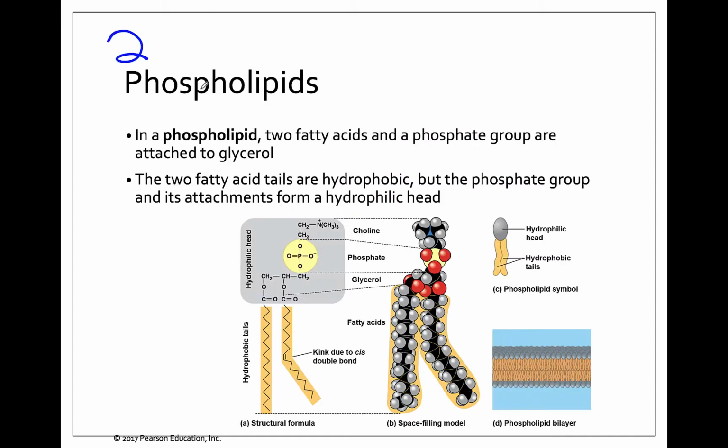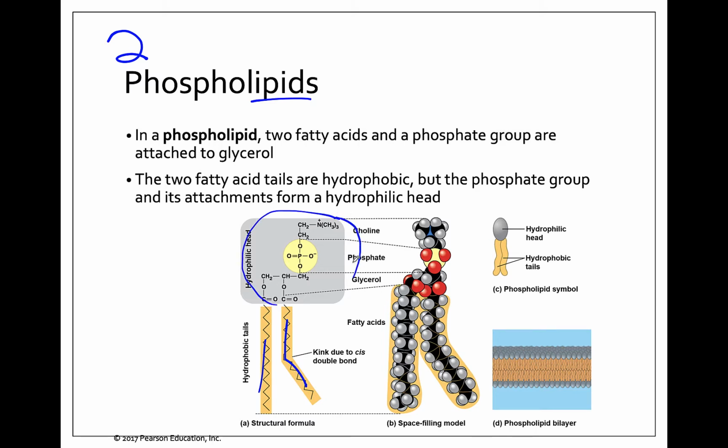All right, the second type of lipid are the phospholipids. And phospholipids have a very different structure where they don't have 3 fatty acid chains. What they do is they actually have 2 fatty acid chains, one here, and then they have a hydrophilic head.